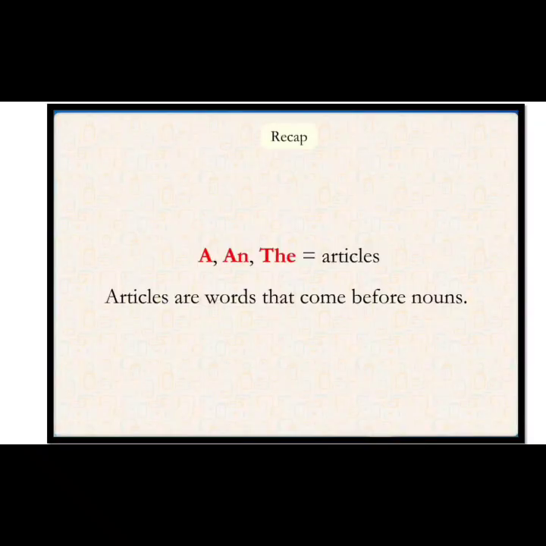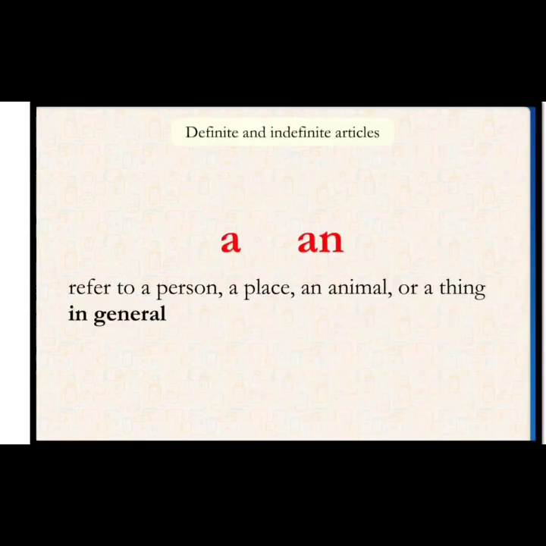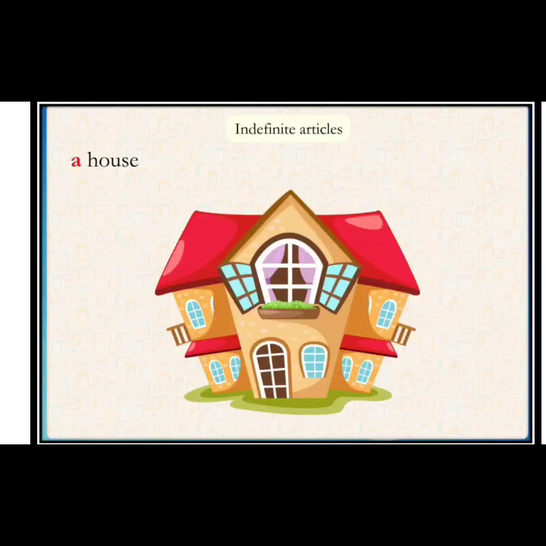Let us quickly revise what we have studied till now. In short, we can say a, an and the. What are they? They are articles. Articles are words that come before nouns. Let us study them in detail. A, an refer to a person, a place, an animal, or a thing in general.